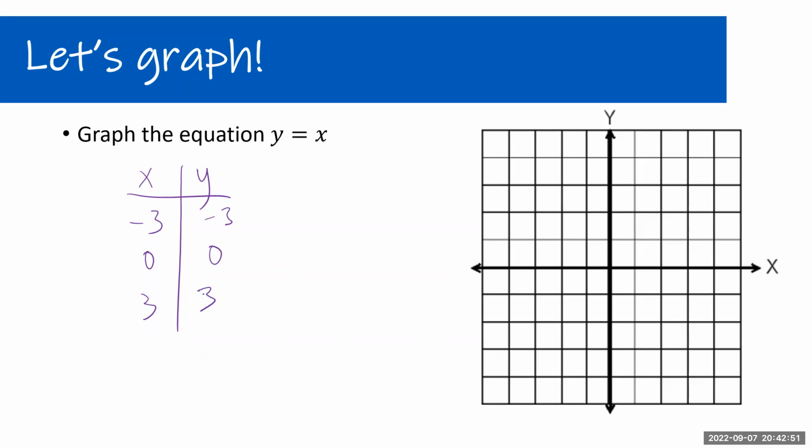This is called the identity function. We know that whatever x is, y also is. Okay, so even this little point here or this little point here, it's all going to fall on this perfect straight diagonal line.